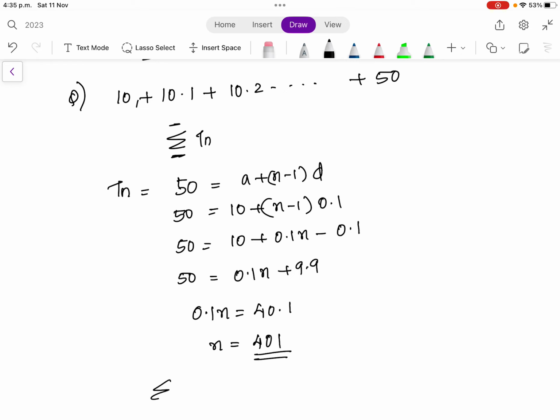So in that case, the sigma notation can be written as n is equal to 1 to 401, and the sequence will be 0.1n plus 9.9. Okay.